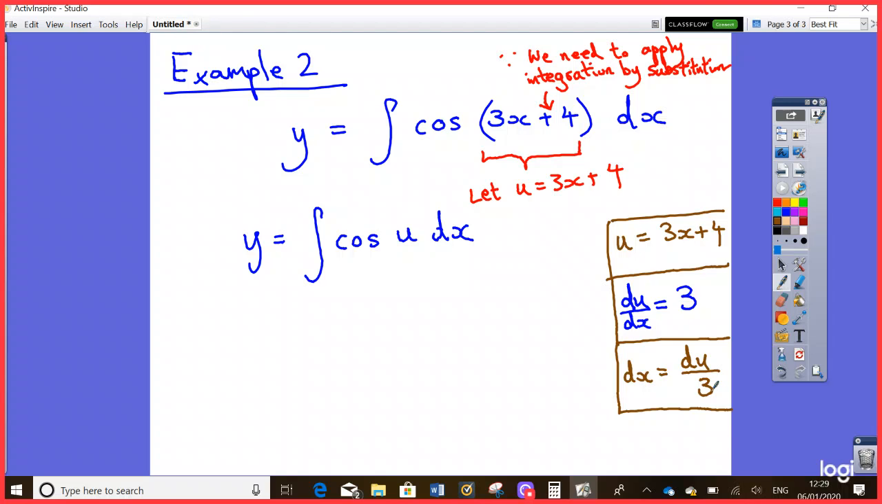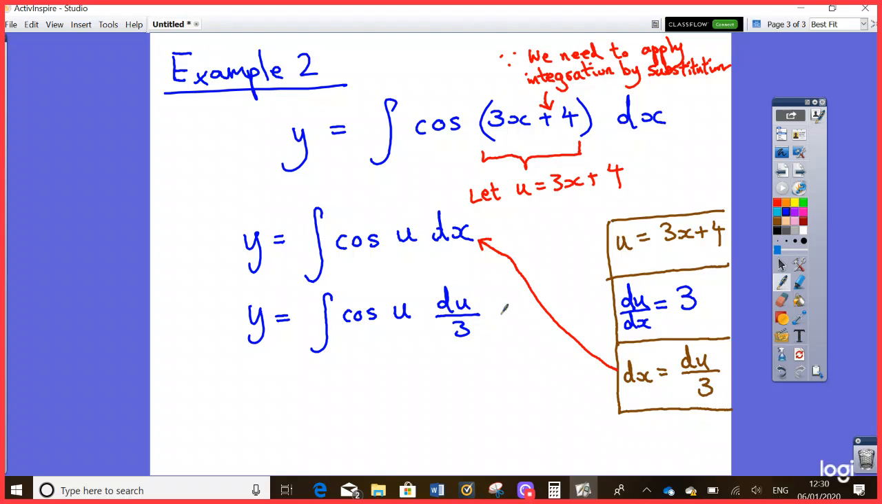Agree? Yes. Thank you. Okay, so let's put that in now. So we can put this in here. Let me just draw an arrow. So now that goes in here. So that comes to y equal to the integral of cos u, and that will be du over 3.